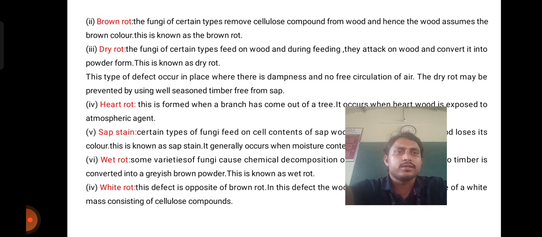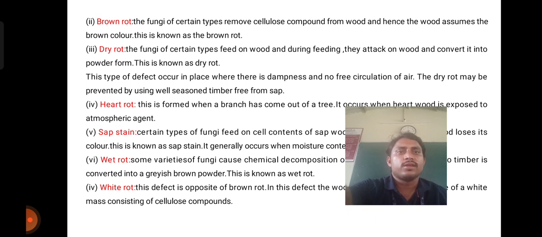So as per the color indication, it will be classified as brown rot and white rot. The color is represented in the portion of sapwood and heartwood. The brown rot is caused by certain types of fungi that remove the cellulose component from the wood, and it assumes a brown color. It is known as brown rot.